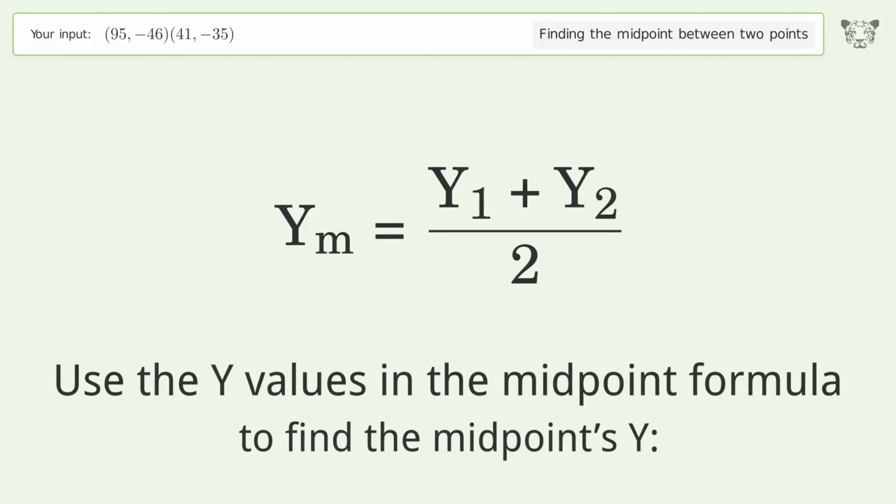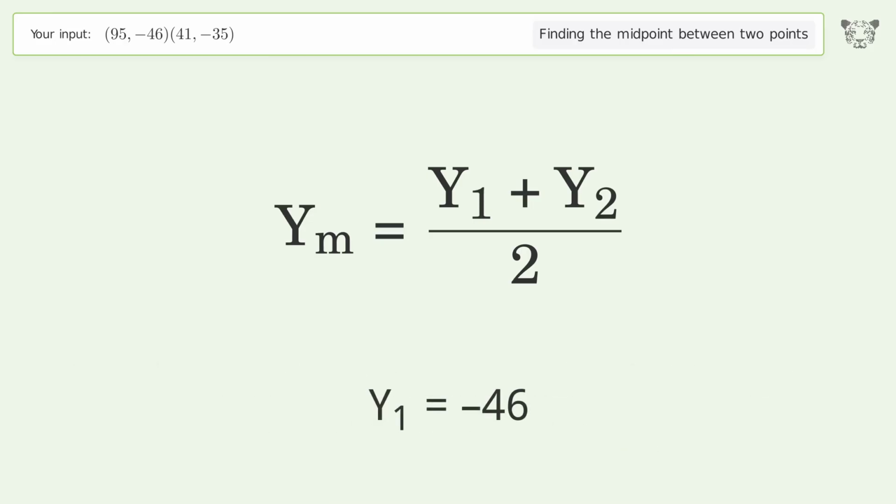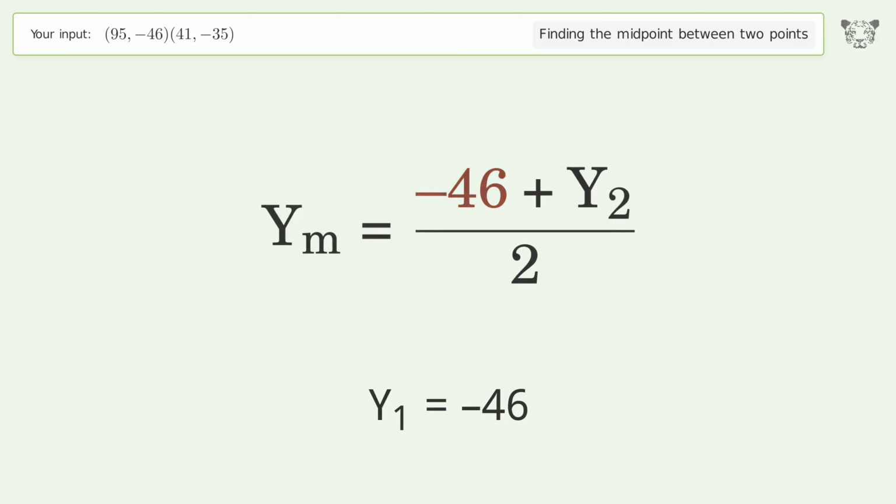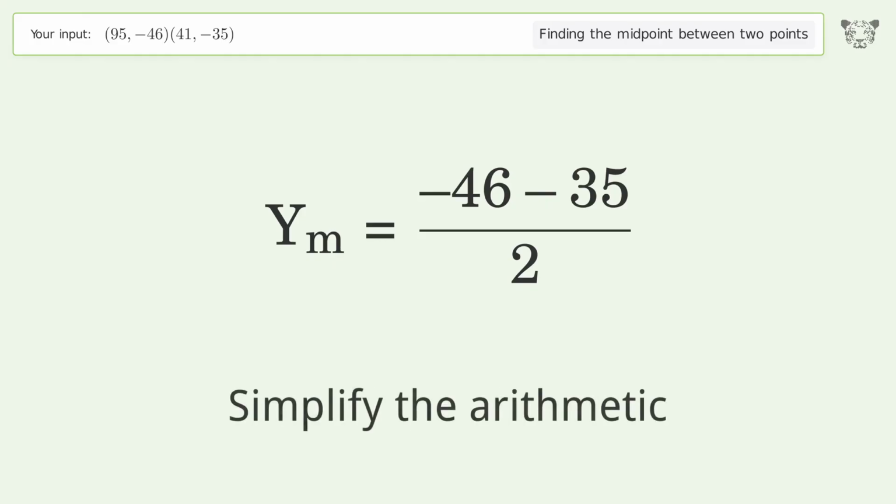Use the y values in the midpoint formula to find the midpoint's y. y1 equals negative 46. y2 equals negative 35. Simplify the arithmetic.